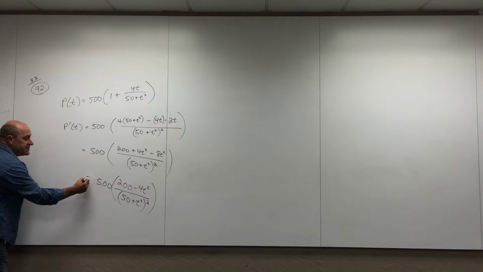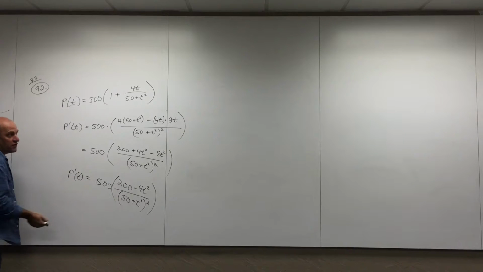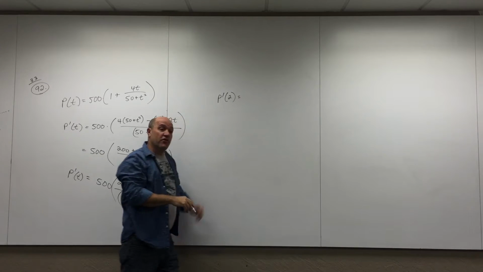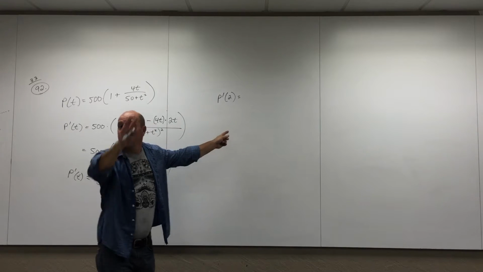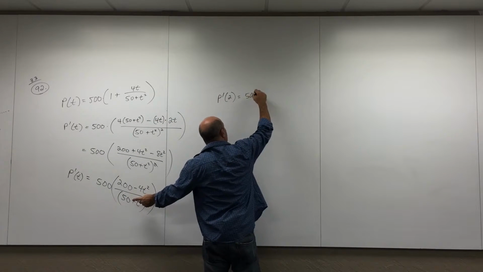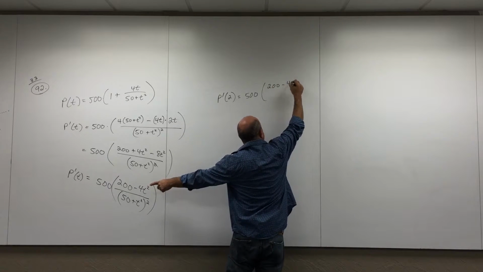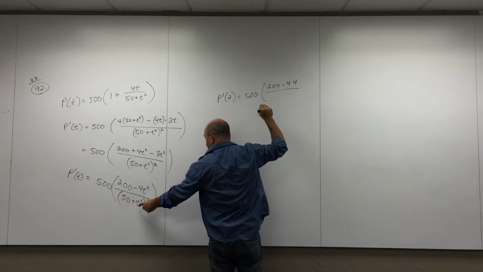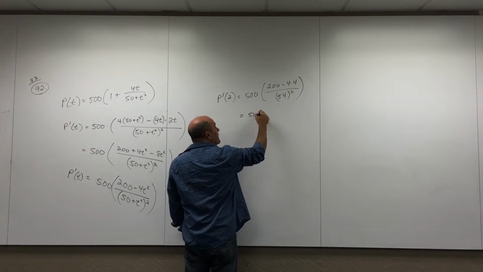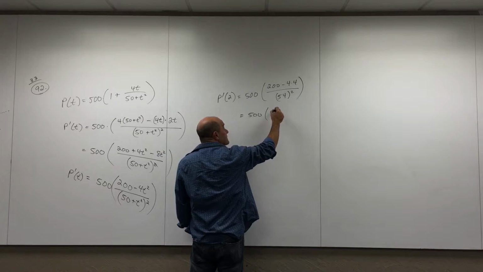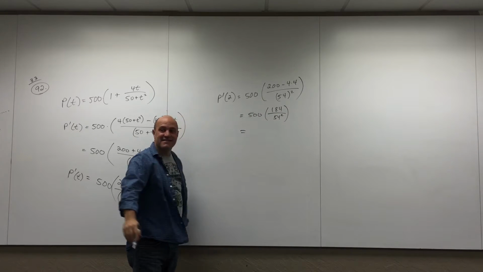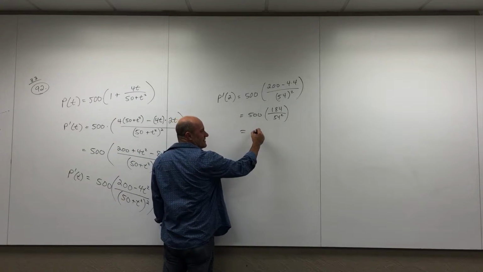Anyway, now let's plug in a 2. Right now, this is p prime of t. What I want to do is plug in a 2, so that's called p prime at 2. You're plugging a 2 into the derivative. You're finding the slope of the tangent line at t equals 2, but that's also the rate of change of this population at t equals 2. Let's see what it is. 200 minus 4 times, when you plug in a 2, that's a 4. That's 54 squared, I guess. So that's 500. That's 200 minus 16, 184 over this 54 squared times 500. What is the answer?